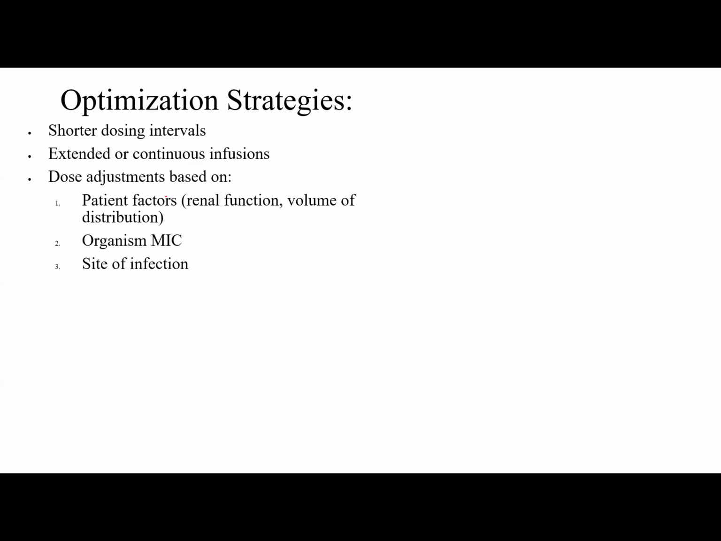Okay. So what are the optimization strategies that are required to understand these things? You remember that time-dependent antibiotics usually require a shorter dosing interval. Always consider giving extended or continuous infusions. There have been multiple trials that I'll be discussing in the later slides. Dosage adjustment would depend on the patient factors, the comorbidities, volume of distribution, hemodynamic status, etc. Sometimes even the organism and that particular MIC also would guide the dosing, and also the site of infection.